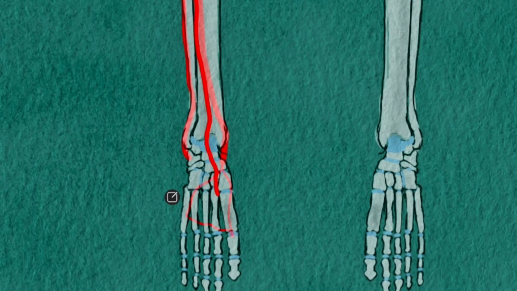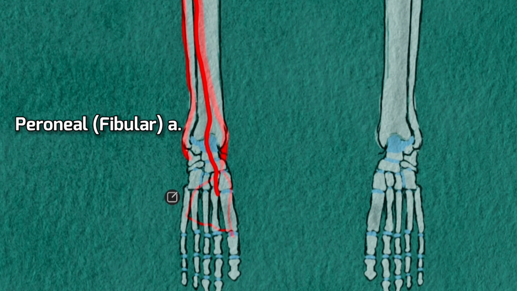The peroneal or fibular artery is a branch of the posterior tibial artery. The peroneal artery runs along the lateral side of the lower leg and supplies blood to the lateral compartment of the leg and foot, and gives off small branches that contribute to the blood supply of the foot, particularly the lateral and plantar aspects.